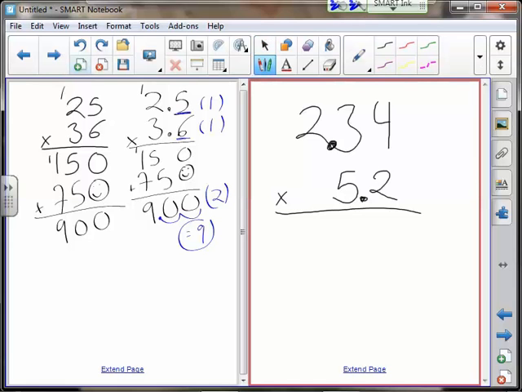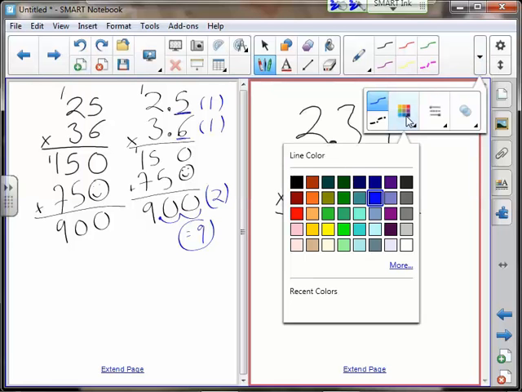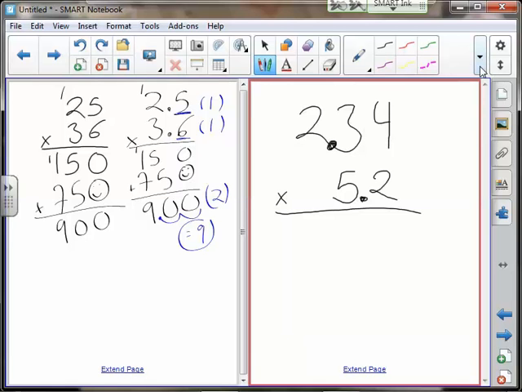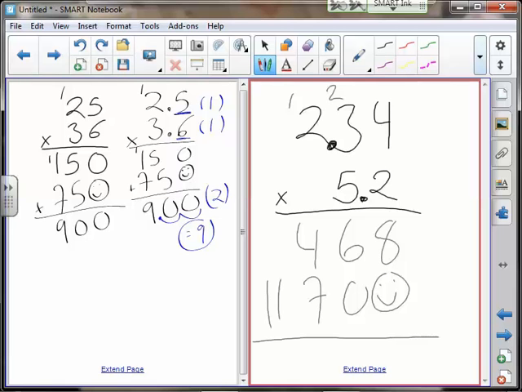All right. So here we go. What's 2 times 4? 8. What's 2 times 3? 6. 2 times 2? 4. Placeholder. All right. 5 times 4. 20. 15. 17. 11.